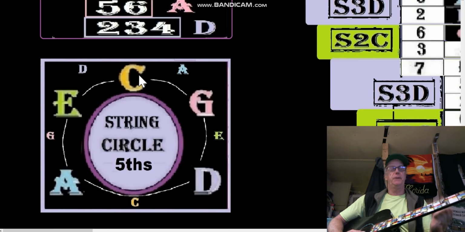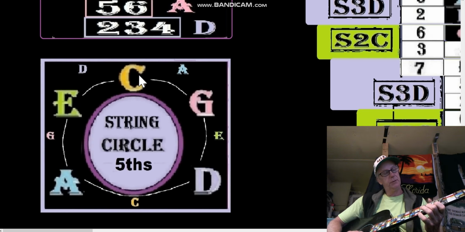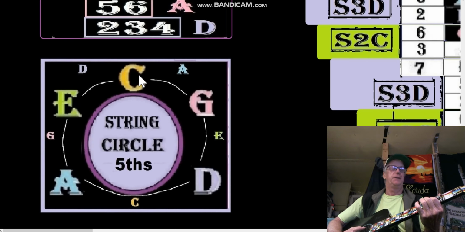Now going down again, we start at C, which is 5, 4, 3. Okay, we go to E, which is 2 root 7. We go to A, which is 6, 5. We go to D, which is 4, 3, 2. G, which is root 7, 6. And C is 5, 4, 3.